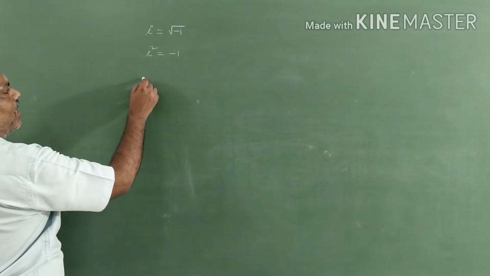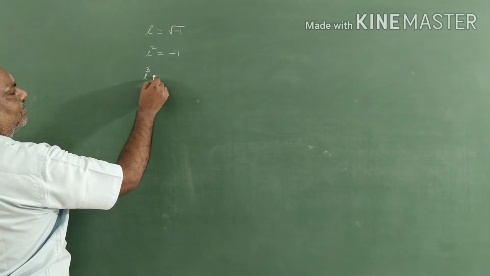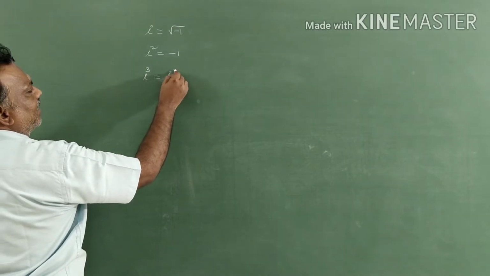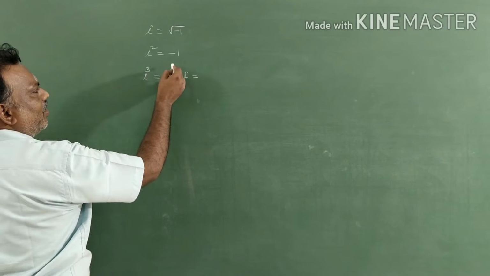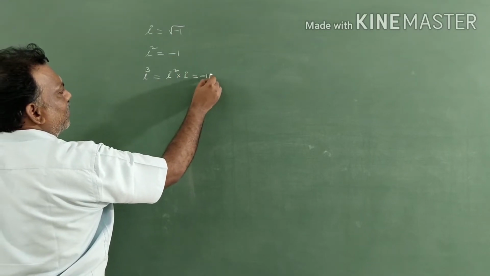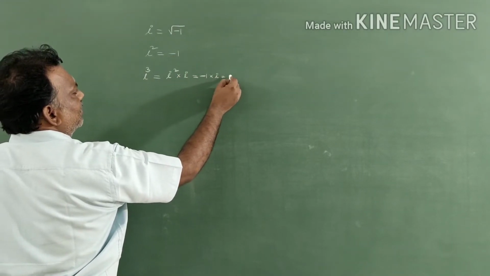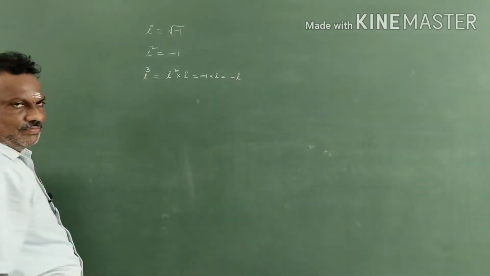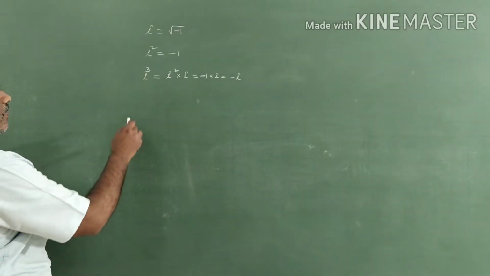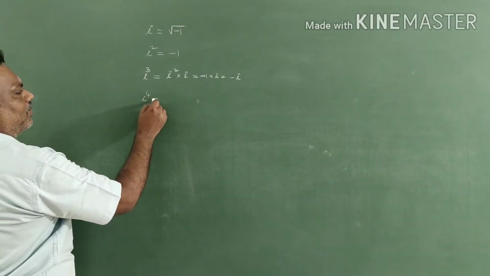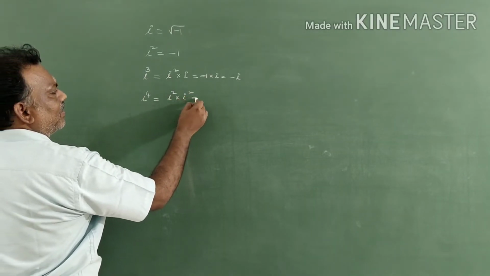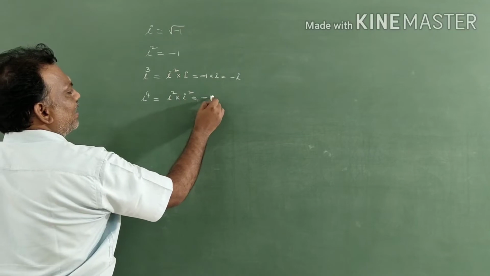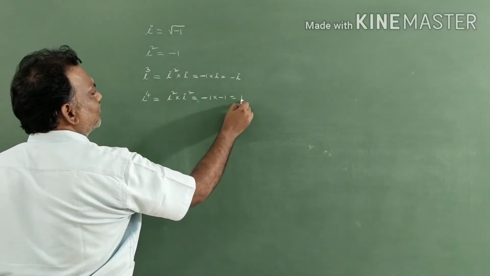Suppose we want to calculate i³. I can split it as i³ = i² × i. The i² value is known: minus 1. Minus 1 into i is equal to minus i. If you want to write i⁴, I can write i² × i². The i² value is minus 1, so minus 1 into minus 1 becomes plus 1.